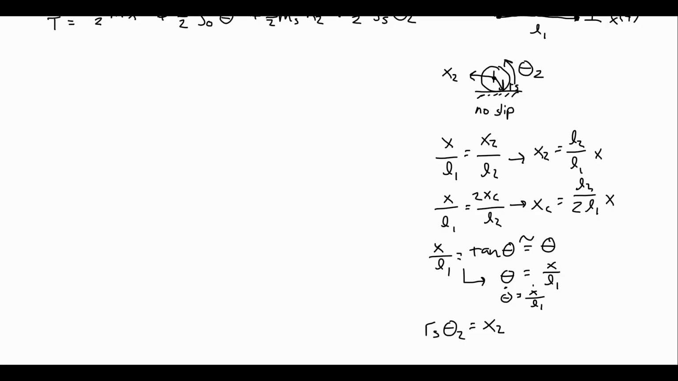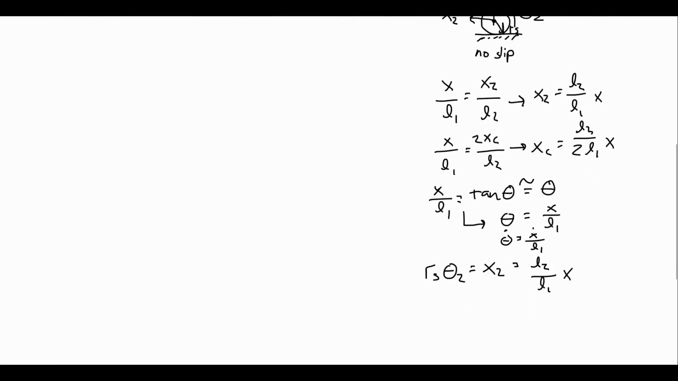So this no-slip condition allows us to relate the angular rotation of the sphere to the translation of its center of mass. But x2 is not our desired degree of freedom either, but we already know that x2 is L2 over L1 times x. So this lets us relate theta 2 to x as well. Now theta 2 will be L2 over rs L1 times x. So the no-slip condition gave us the relationship between theta 2 and our desired degree of freedom.